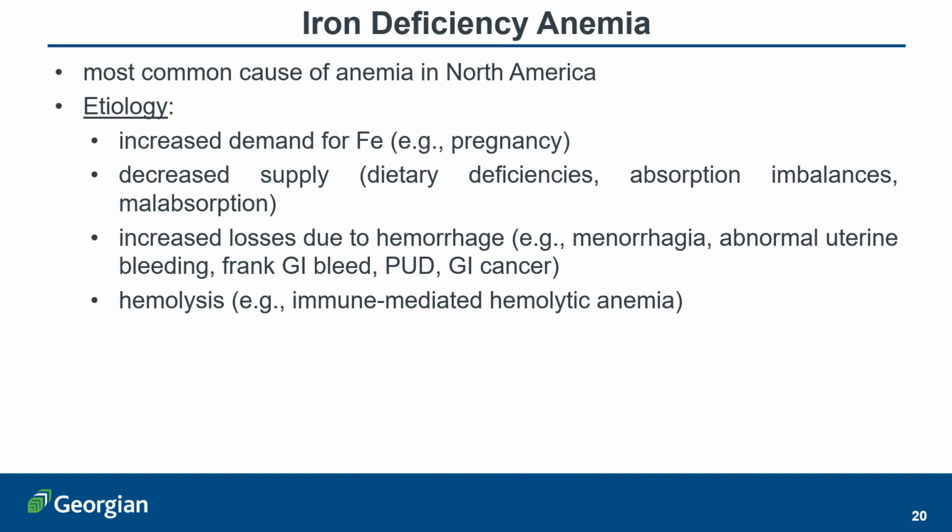Lastly, hemolysis can also lead to iron deficiency anemia. When the red blood cells rupture, you lose the hemoglobin. That can not only cause kidney damage, but it can also lead to the loss of iron and hence iron deficiency anemia, although that is still rather rare. More common causes of iron deficiency anemia are increased losses due to hemorrhage and a decreased supply of iron.